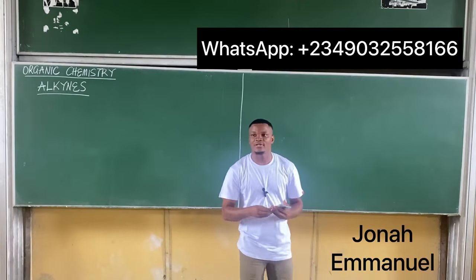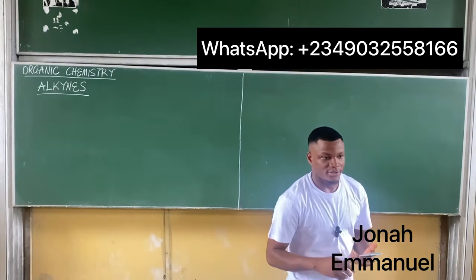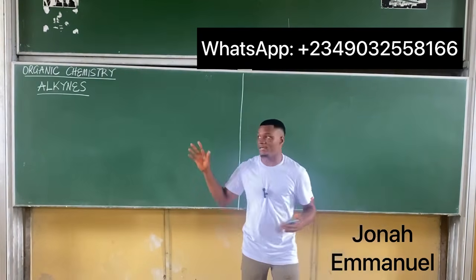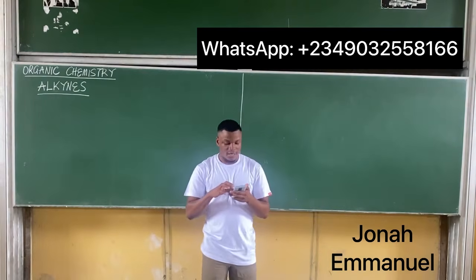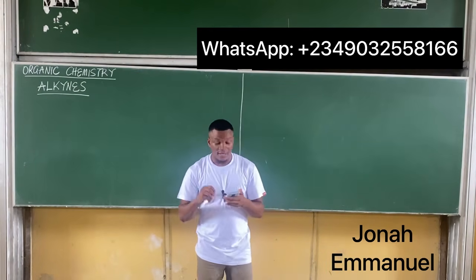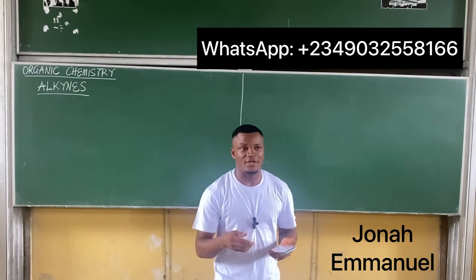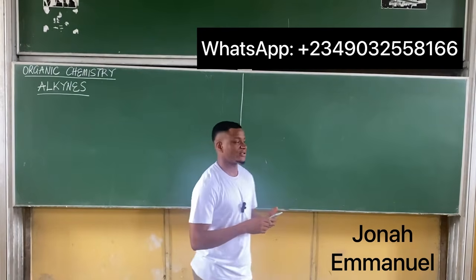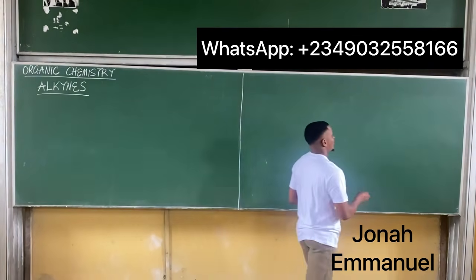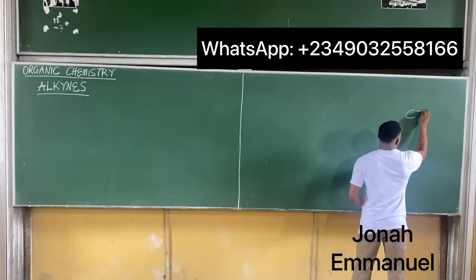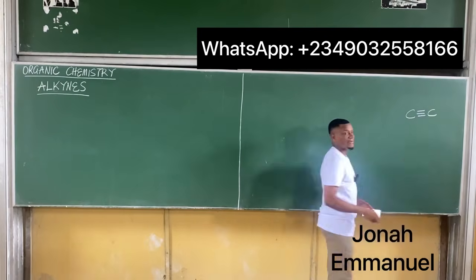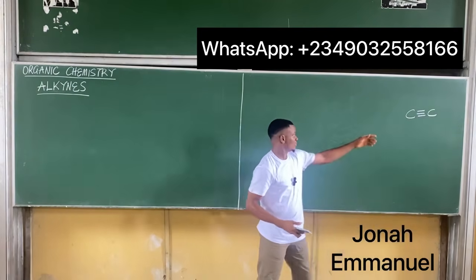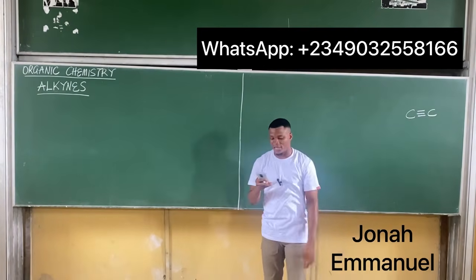All right, let's treat alkynes, please. Take down, please. Definition: alkynes. Alkynes are hydrocarbons with the carbon-carbon triple bond. You can easily write it down by writing this. This means carbon-carbon triple bond. So this one here, that's a carbon-carbon triple bond.